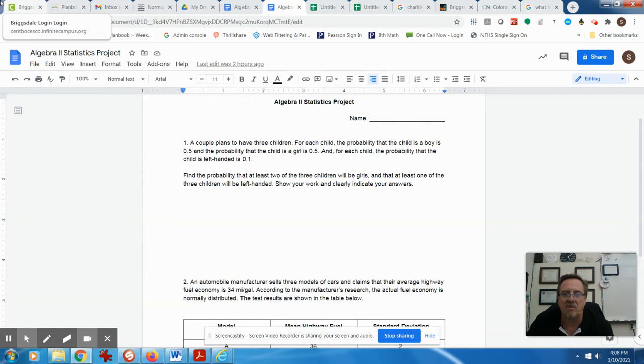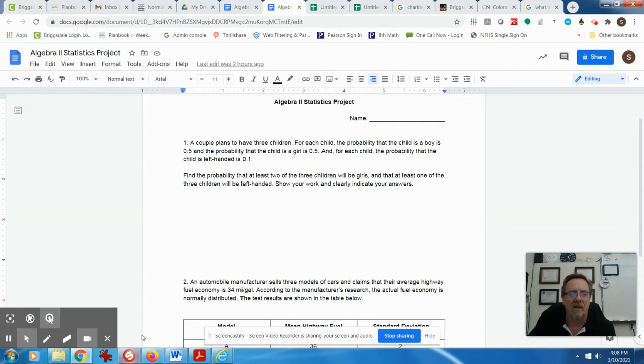In both of these cases, my brain is telling me that this is a binomial distribution, that there's just two things. It's either a boy or it's a girl. They're either left-handed or they're not left-handed. So we're going to use this idea of P of X is equal to nCx p to the x q to the n minus x.